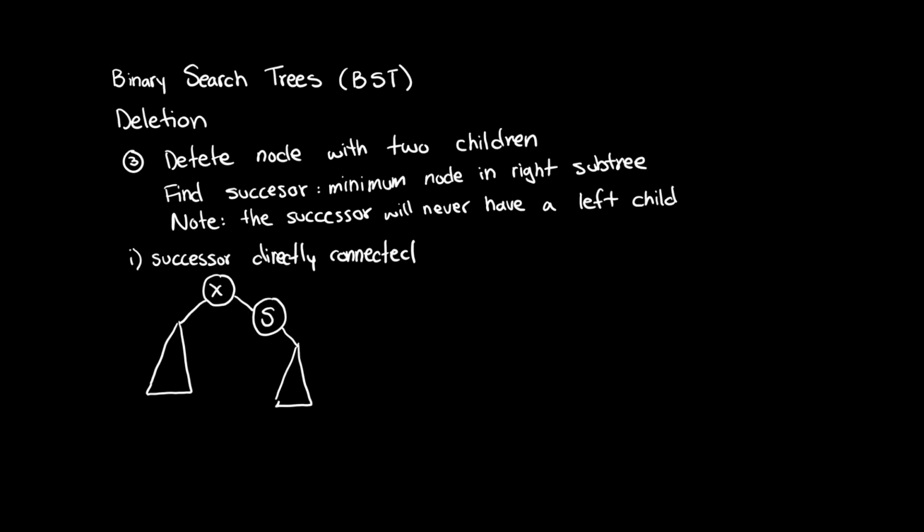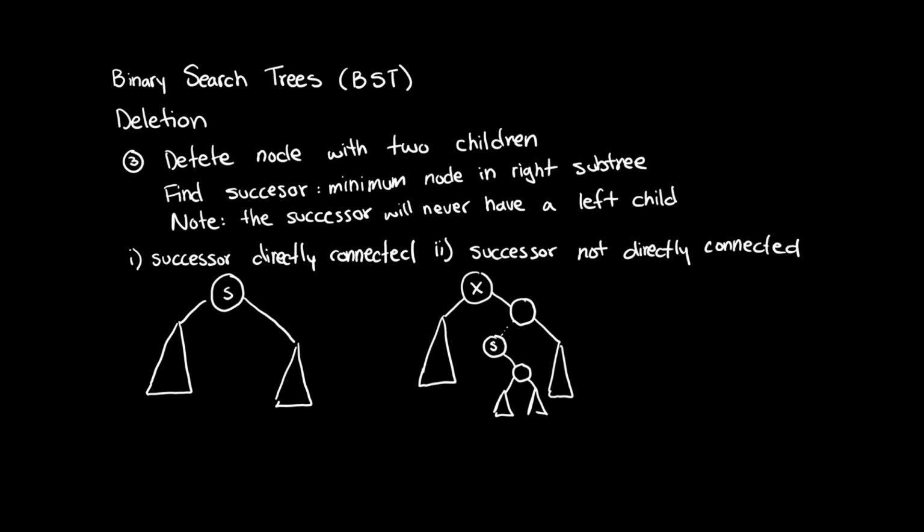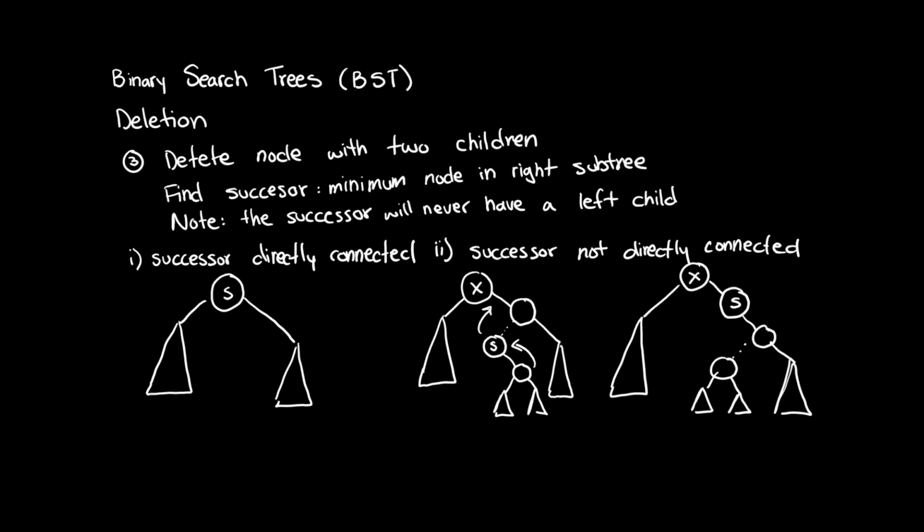In the case that the successor y is directly connected to x, we simply delete x and promote y to x's original position. But if y is not directly connected to x and is located somewhere else in the right subtree, we need to relocate y so that it is directly connected to x, then perform the same deletion process as before. So to continue with the deletion, we would need to remove the successor node y and promote y's right subtree in its place.